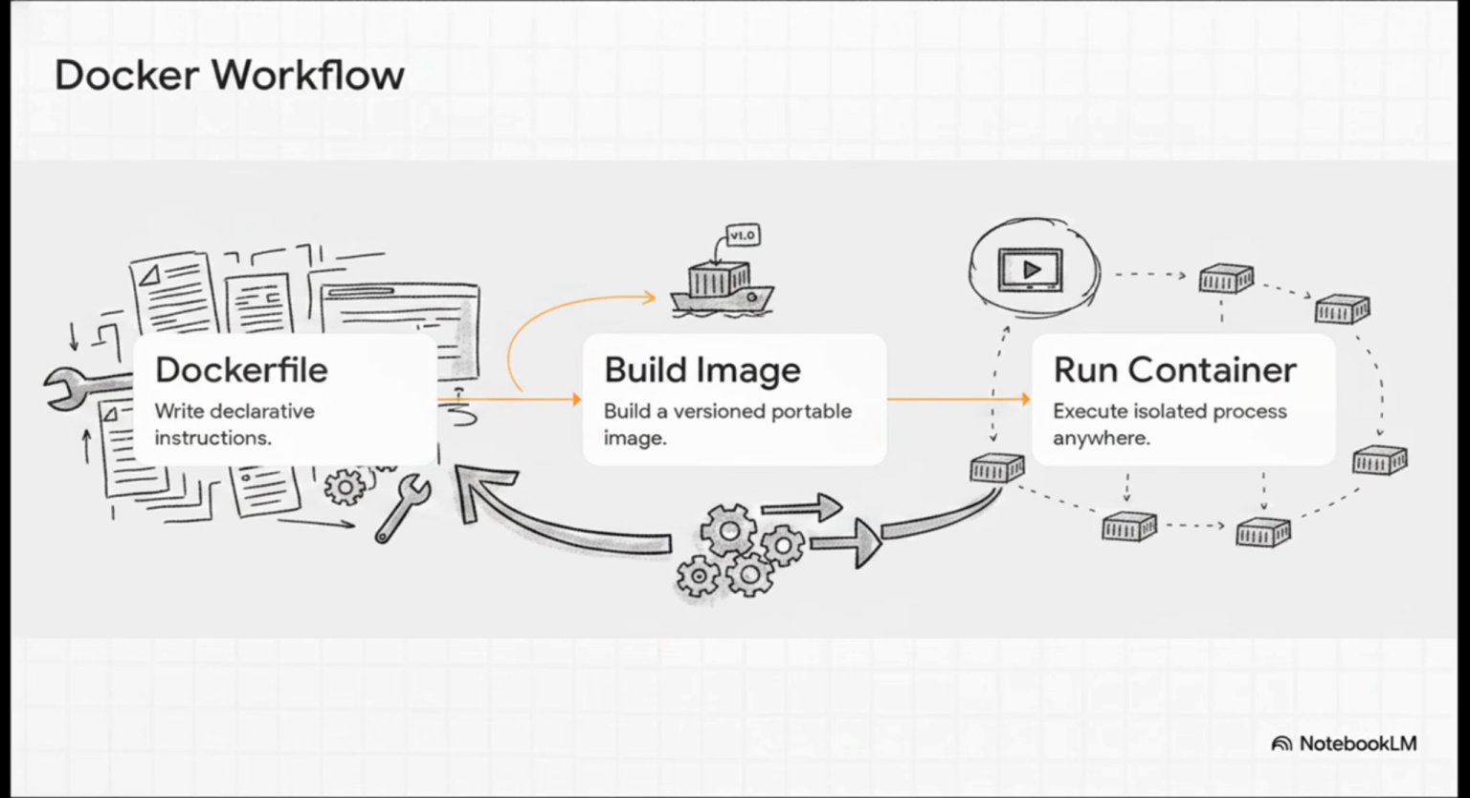The workflow became brilliantly simple. Step 1, you write a declarative Dockerfile, which acts as your machine-readable build instructions. Step 2, you build a versioned image from that file. And step 3, you run the isolated container. It was understandable, scriptable, and super easy to automate. Docker essentially won the developer ecosystem simply by making containerization easy and approachable.